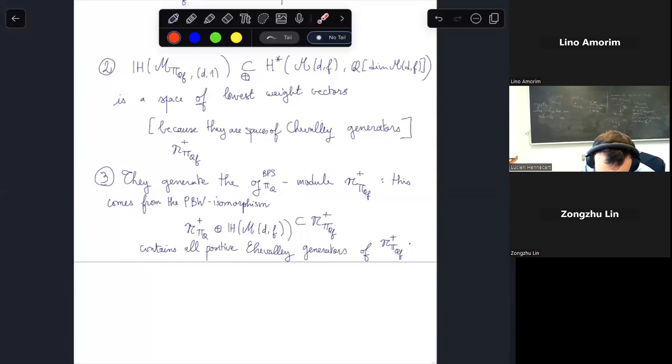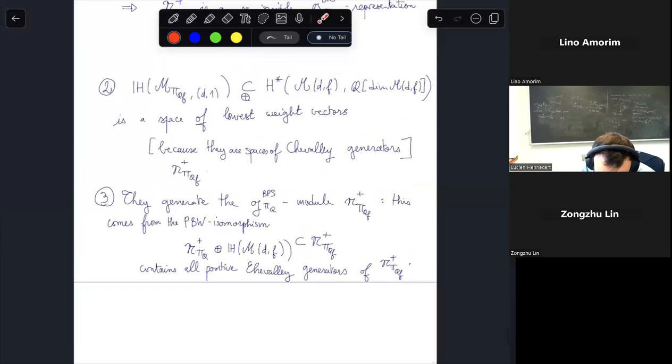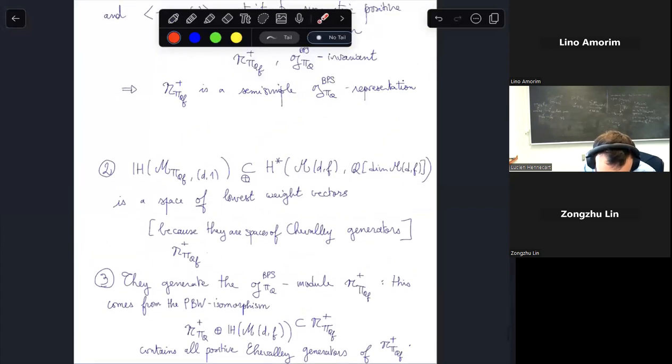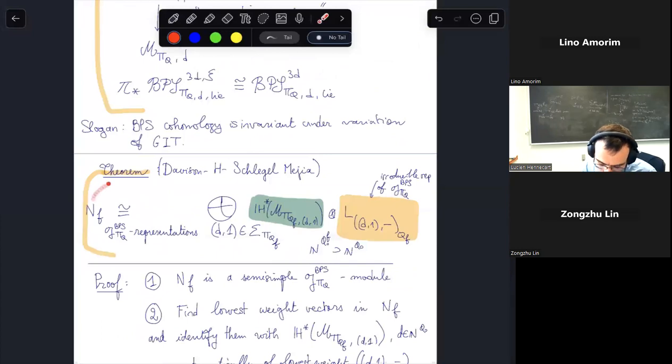The last part comes from the fact that if you take the direct sum of the positive part of the BPS Lie algebra for PQ and this space of lowest weight vectors, then it contains all positive Chevalley generators for the BPS Lie algebra for PQF. And so by studying this and the PBW isomorphism for Lie algebras, this tells you that these spaces of lowest weight generators actually generate n plus PQF as a module over g PQ. And so we found semi-simplicity plus all lowest weight vectors, with which you can conclude this decomposition. And that's all I wanted to say today.